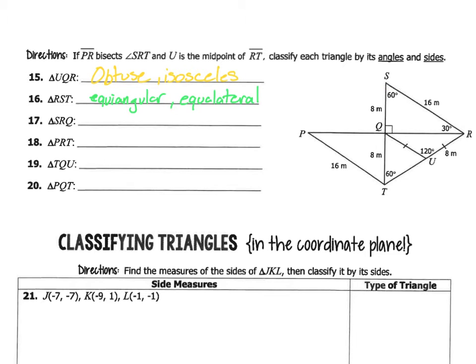Okay. SRQ. Take a look at that triangle. What type of triangle do we have? Good. It's right because of the square in the corner. So this right here is your tell. Now based on that, you see that this is 16, right? This is 8. Is this side going to be the same length as one of those? No. So then it's going to be scalene.